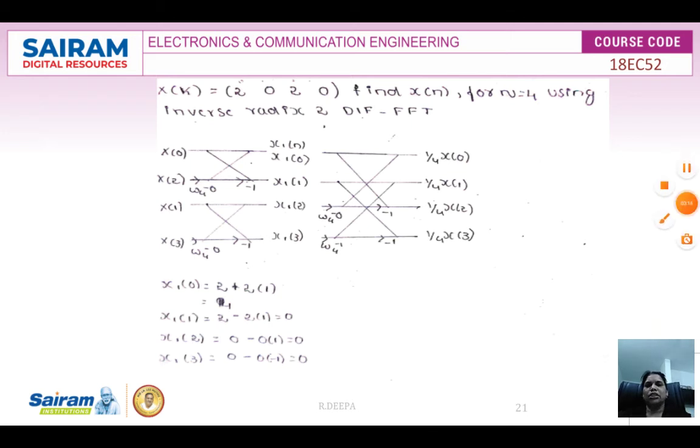So there is a problem statement. X of k is given as 2020. Find x of n for N equal to 4 using the inverse radix-2 DIF FFT algorithm. You can observe that for finding the DFT, the algorithm is named radix-2 DIT FFT algorithm or radix-2 DIF FFT algorithm. If it is finding the IDFT, it is called inverse radix-2 DIT FFT algorithm or inverse radix-2 DIF FFT algorithm.